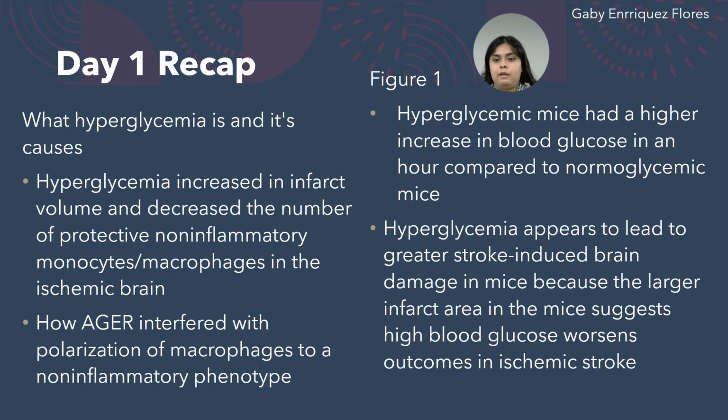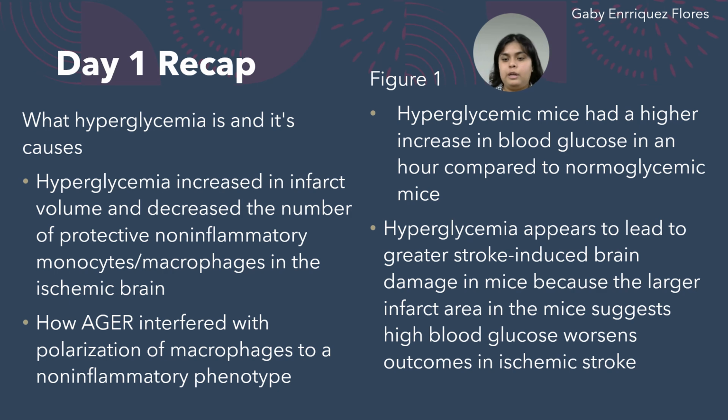So let's begin with a day 1 recap. We explained a little bit of what hyperglycemia is and its causes, and how hyperglycemia increases the infarct volume and decreases the number of protective non-inflammatory monocytes and macrophages in the ischemic brain. Basically we talked about what ischemic brain and ischemic stroke are, which we're going to be researching more in this presentation. We also covered how agar interfered with polarization of macrophages to a non-inflammatory phenotype, and we discussed figure 1 and the results.